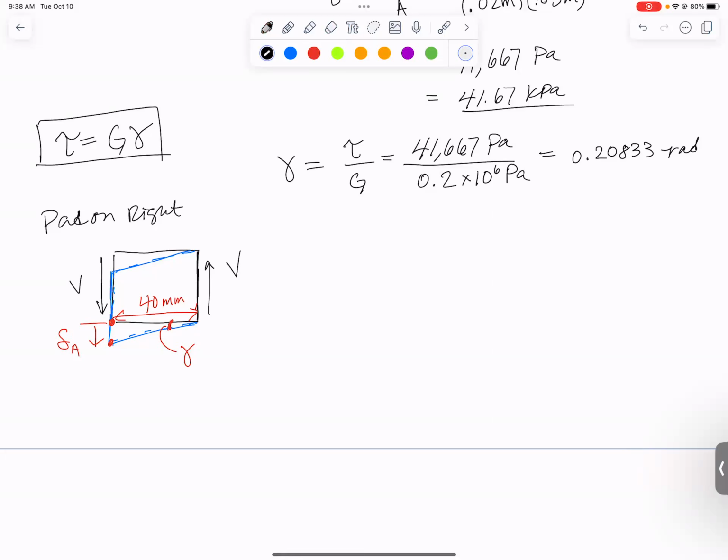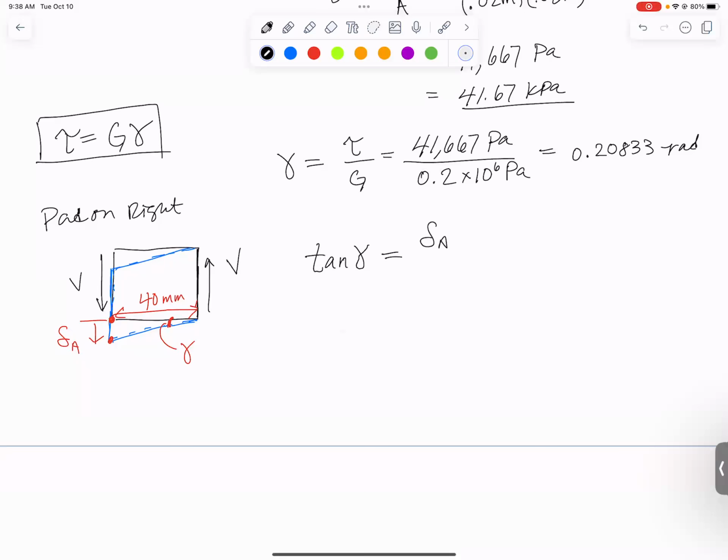So the relationship is that the tangent of gamma is, tangent is opposite over adjacent, so that's delta A over 40 millimeters. Oh, that's not too bad. Make absolutely sure your calculator is in radians and not degrees before you do that tangent. And if you do, you get that delta A comes out to be 8.46 millimeters. And there's our answer.